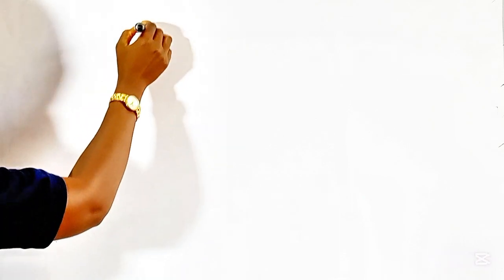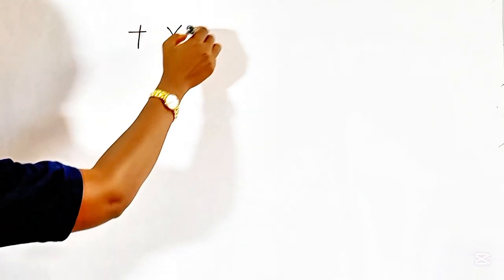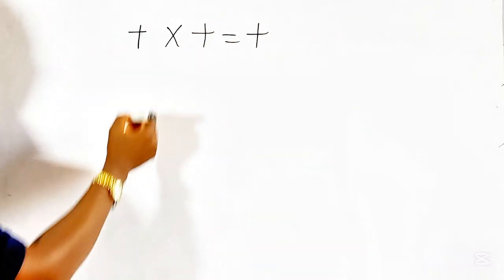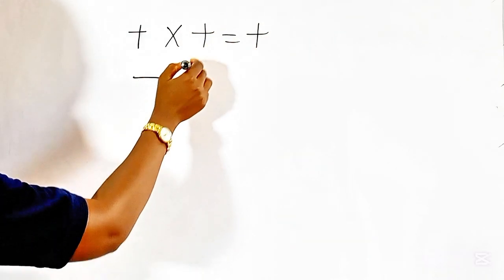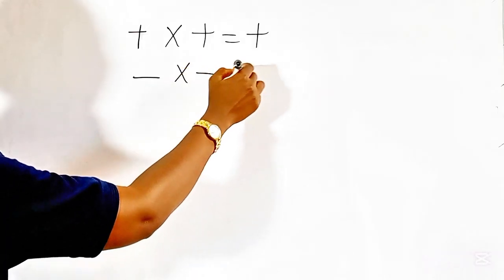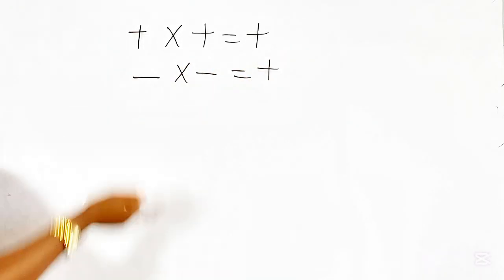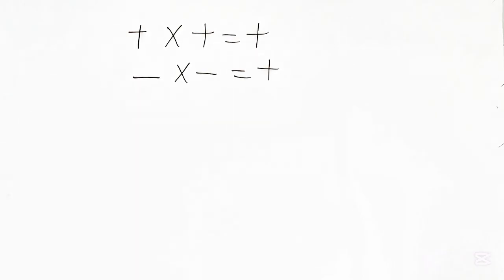Why is it that when you multiply a positive number by another positive number, the result is positive? But when you multiply a negative number by another negative number, the result is positive. There is a logical reason why this is so. And in this video, we'll be uncovering the reason behind this concept.